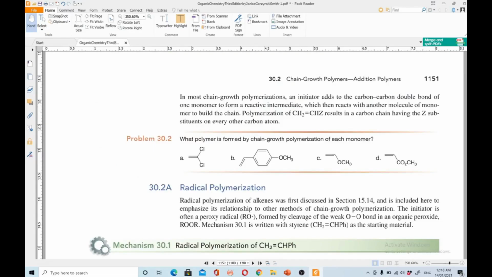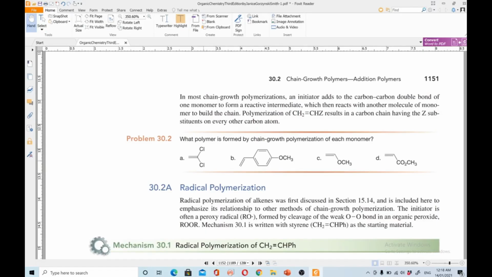In most chain polymerizations, an initiator adds to the carbon-carbon double bond of one monomer to form a reactive intermediate, which then reacts with another molecule of monomer to build the chain. Polymerization of CH2=CHZ results in a carbon chain having the Z substituents on every other carbon atom. What polymer is formed by chain growth polymerization of each monomer? So this is a problem for you guys to solve.